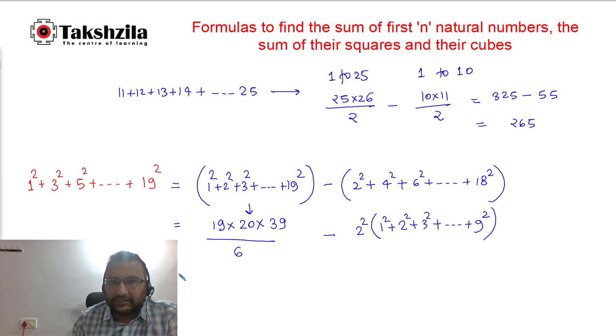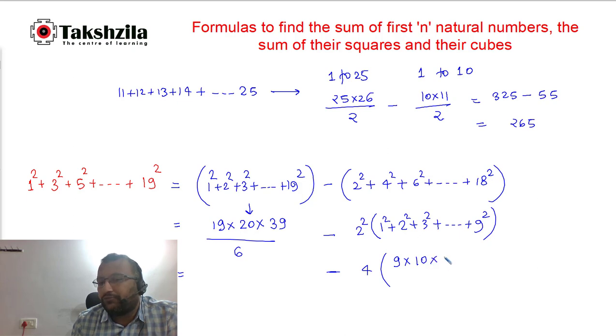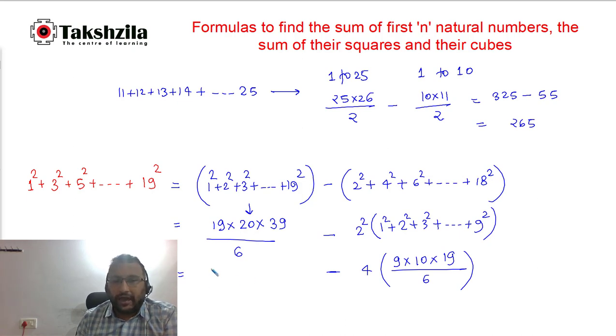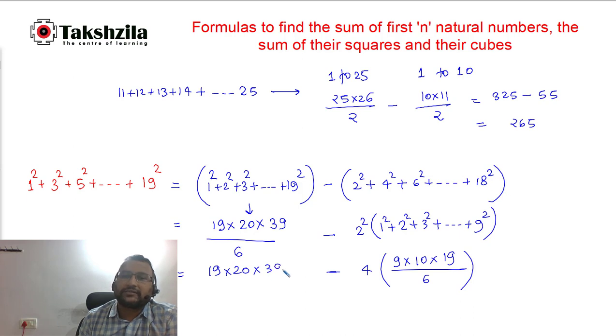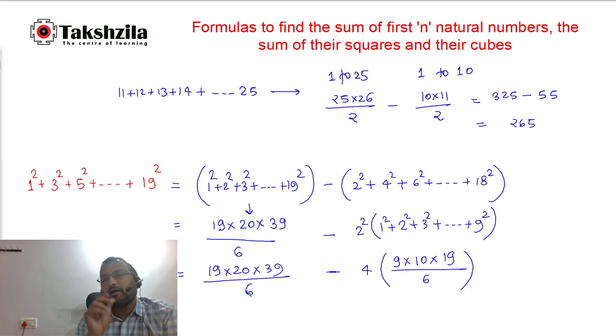So now this is going to be how much? Minus 4 common, and this is going to be 9 into n plus 1 is 10 into 2n plus 1 is 19 divided by 6. And this is 19 into 20 into 39 divided by 6 as it is. Now you need to solve this.